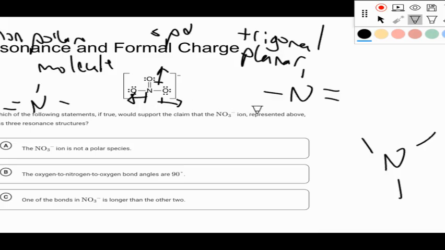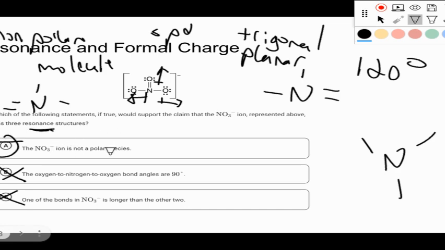So it says which of the following statements is true and would support it. The oxygen to nitrogen bond angles are 90 degrees. That is not true, because since this is trigonal planar, they are 120 degrees. So that is not a true statement. One of the bonds in NO3 is longer than the other two. That is not true, because if it is talking about resonance, we said that all the bonds are equal. So this first one, it is not a polar species. It is a non-polar molecule because they are pulling equally.